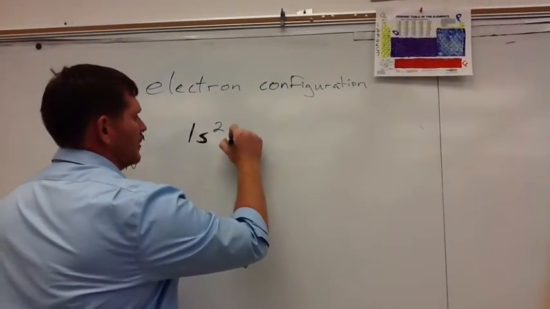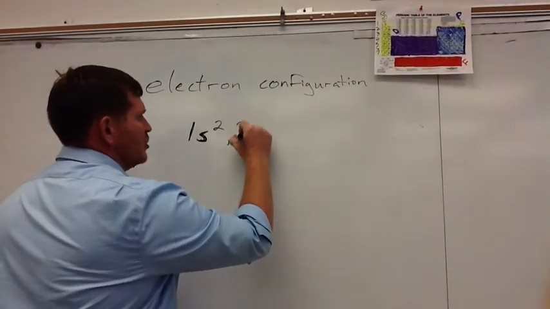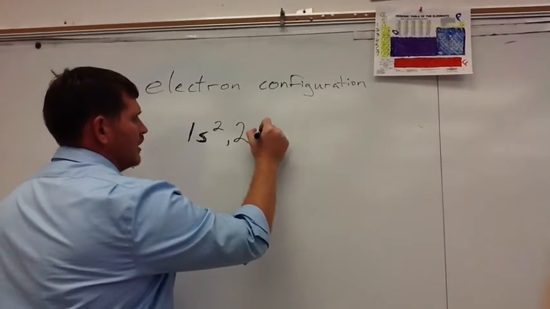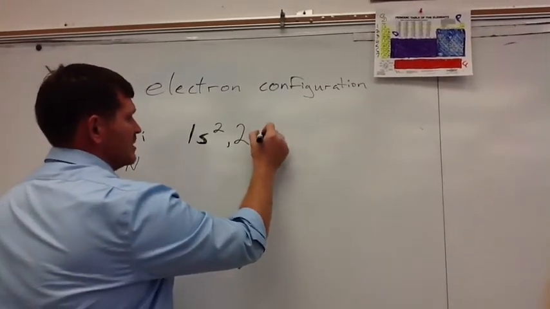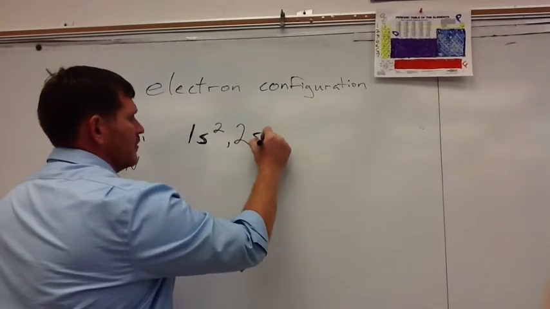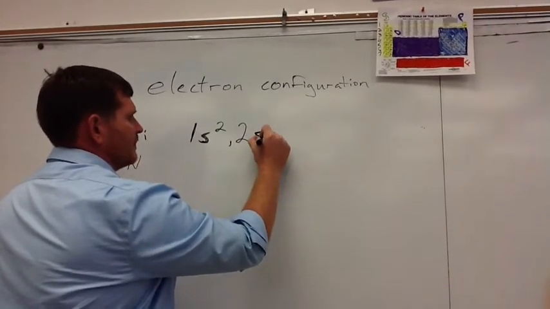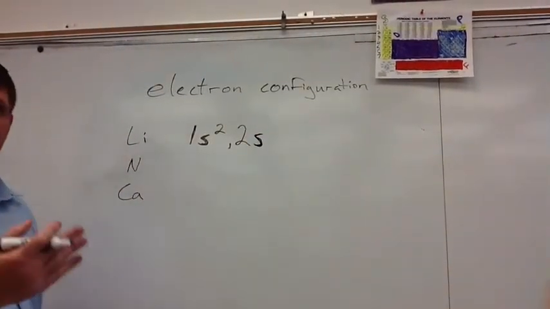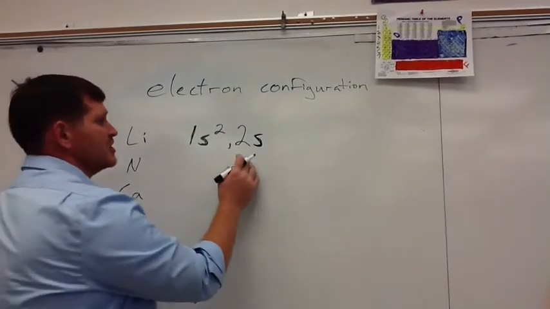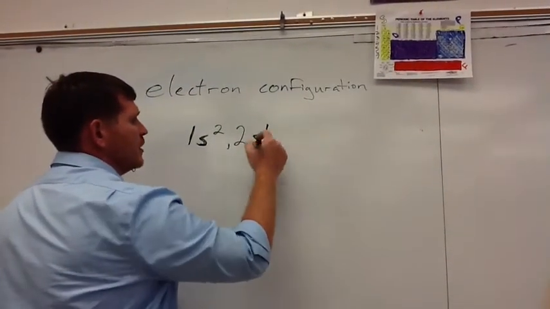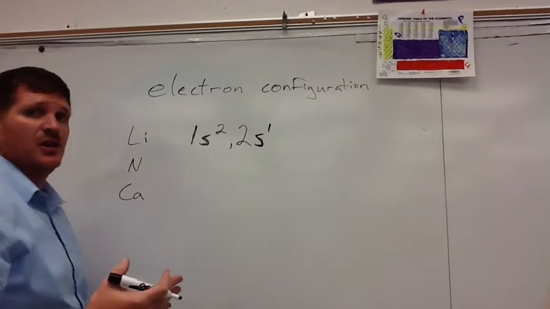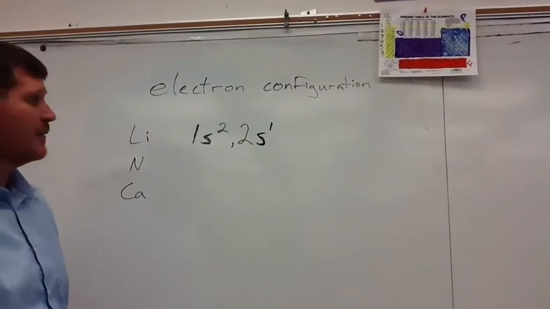So I put a comma in here. So that's 2. It is also in the s energy level. But what electron is it? It's the first electron, so the first column. So I would say it's 2s1. So even though this s can hold up to 2, lithium is the first electron.